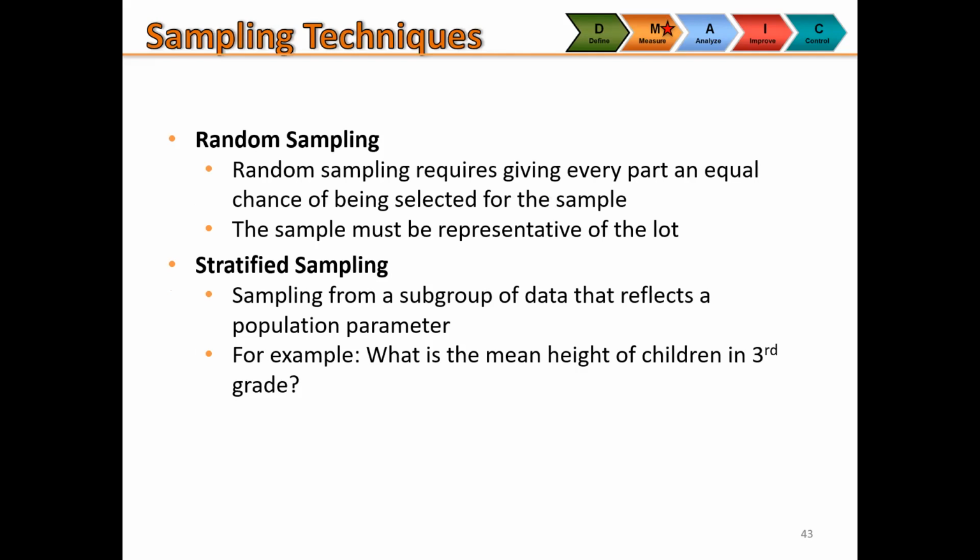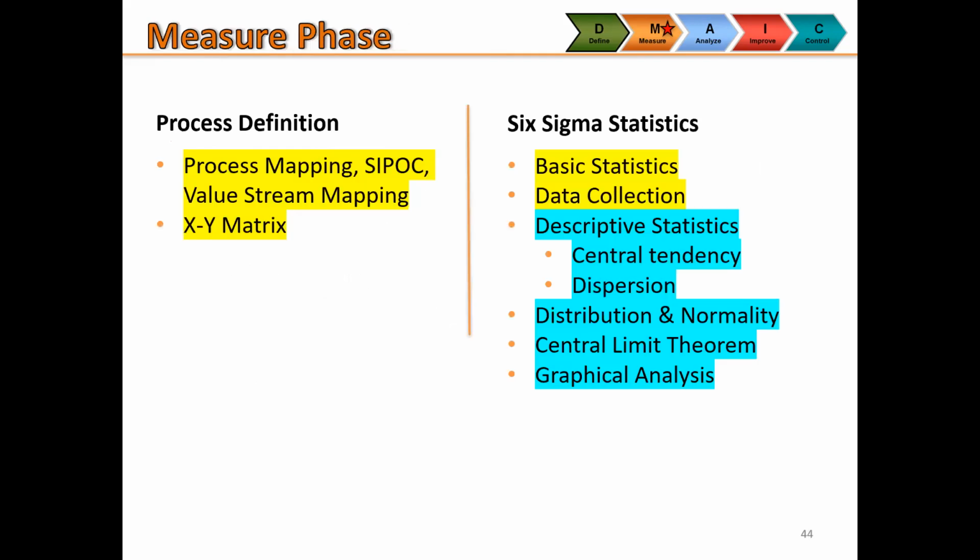It requires giving every part an equal chance of being selected for the sample, and the sample must be representative of the lot. And stratified sampling would be sampling from a subgroup of data that reflects a population parameter. For example, what's the average height of children in third grade? So I'm not going to test every third grader on the planet, right? I'm going to get a sample there. And boom, we're going to pick it up next week, when we dive really deep into descriptive statistics.